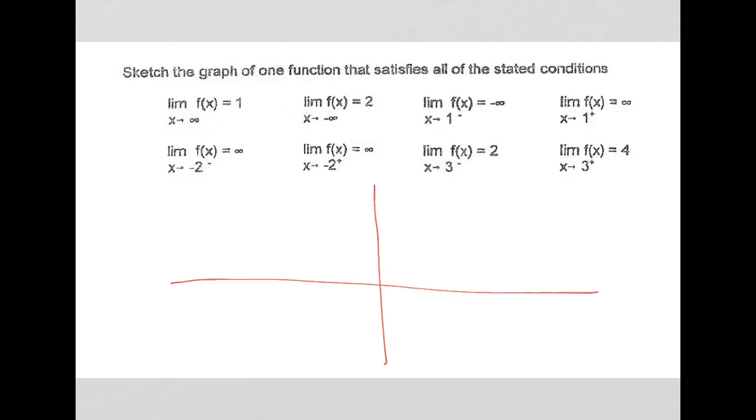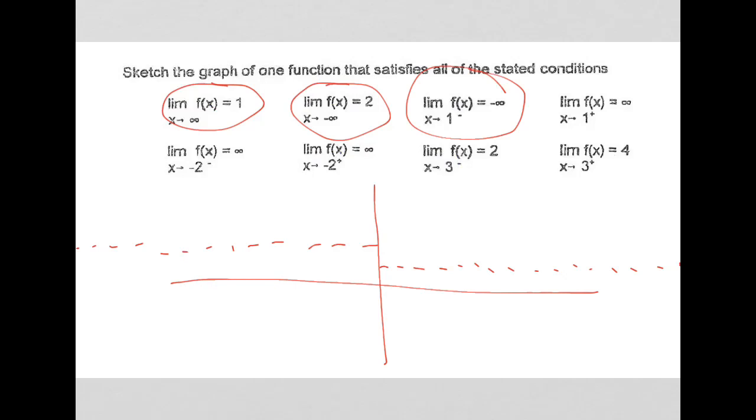So let's take a look at this and see what we know. The limit of f of x as x approaches infinity is positive 1. So that tells me out to the right I'm going to have a horizontal asymptote at the line y equals 1. The limit as x approaches negative infinity of this function f of x is 2. So out to the left, I am at a y value of 2 for my horizontal asymptote. The limit as x approaches 1 from the left is negative infinity, and the limit as x approaches 1 from the right is positive infinity.